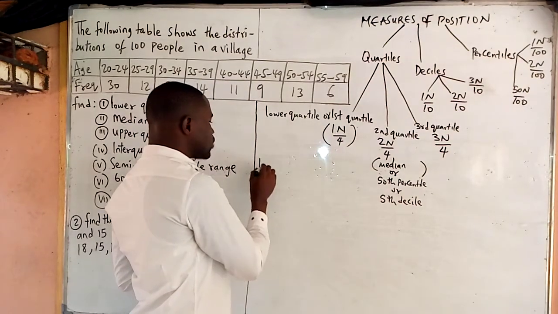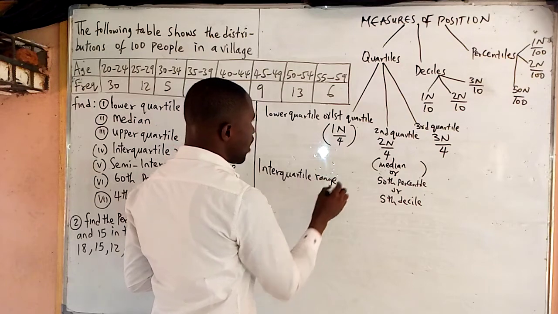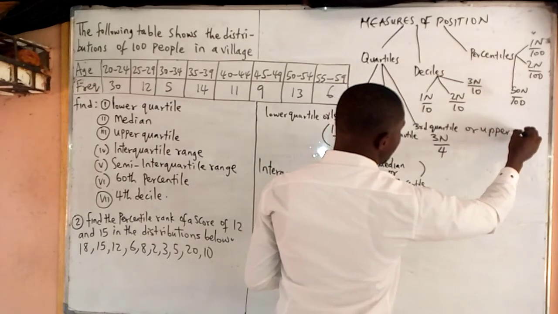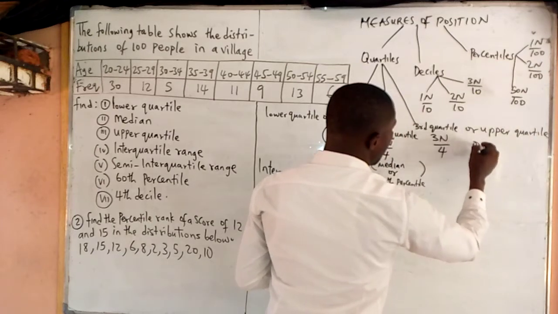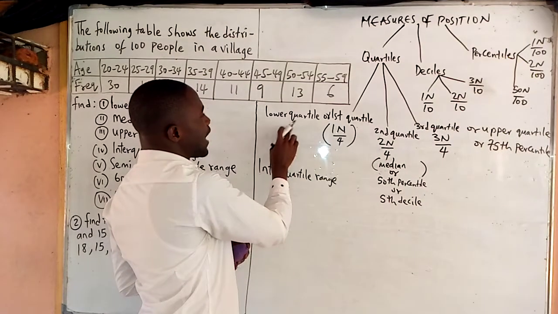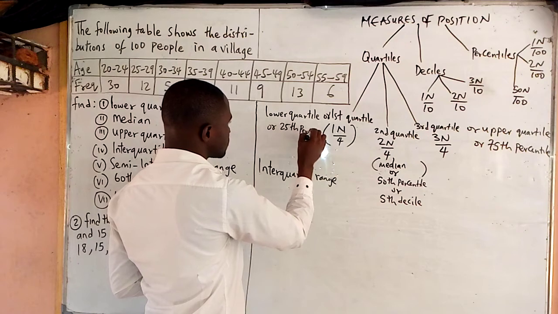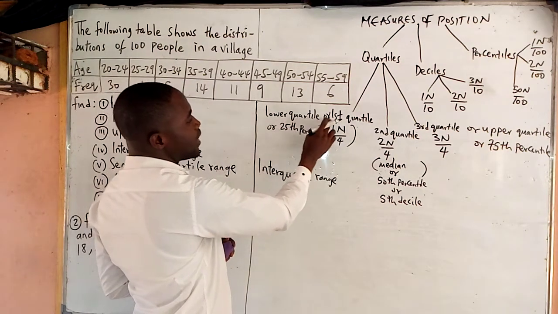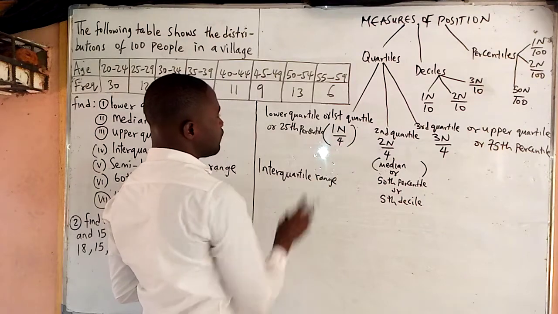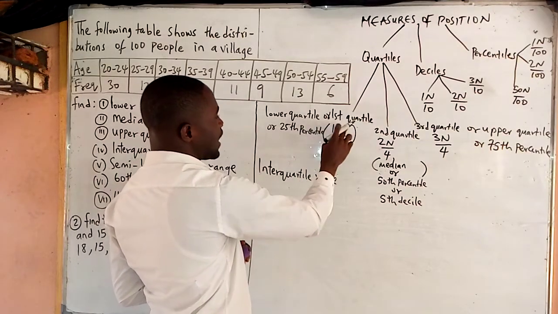Now, it is noted that there is what we call interquartile range. Before we go into it, know that this third quartile can be called upper quartile. It can also be called 75th percentile. This lower quartile or first quartile or 25th percentile all mean n over 4. So when they say get 25th percentile, it means n over 4. Get lower quartile, n over 4. Get first quartile, n over 4.